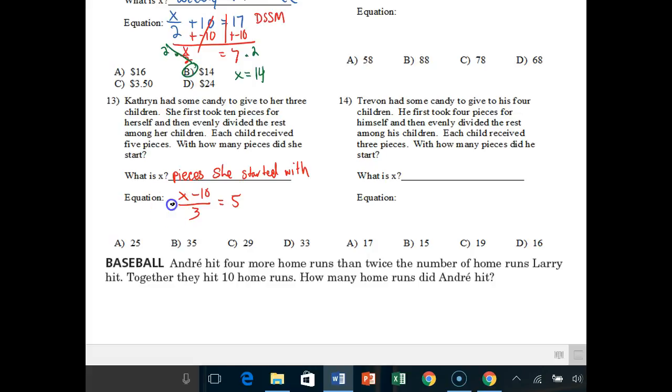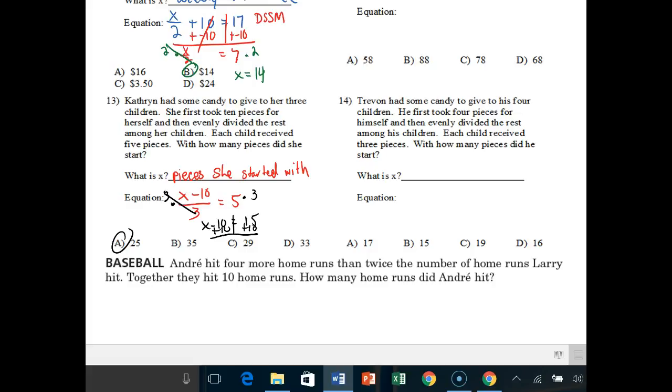So you multiply by 3 on both sides, and you get X minus 10 is equal to 15, because this cancels out, and you just drop that expression down. And then you add 10 to both sides, and you figure out, hey, she started out with 25 pieces. So 25, take away 10 for herself, and then you're left with 15 pieces, and you divide it amongst your 3 children, and they each got 5 pieces, and that makes sense.